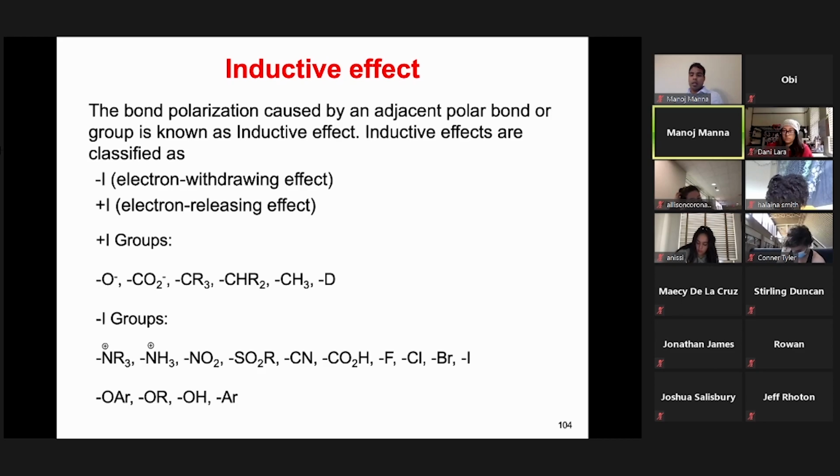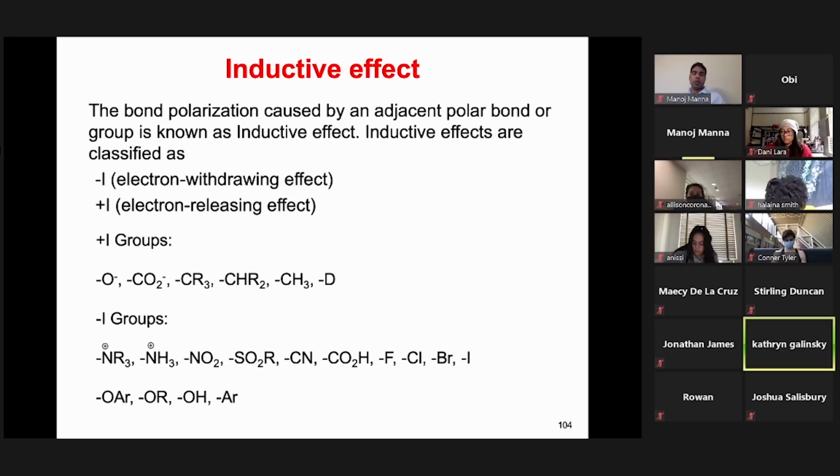Now we'll go to something interesting. We understand what inductive effect means: the presence of some atoms or groups can cause bond polarization.